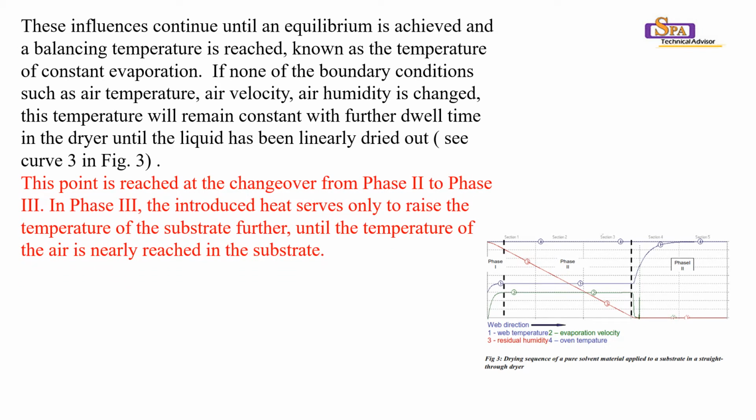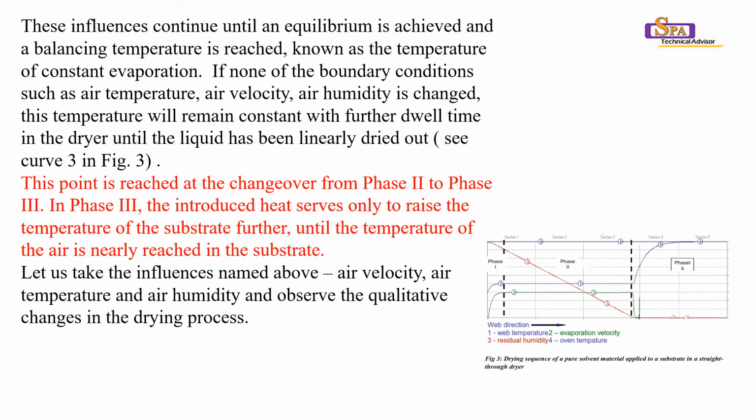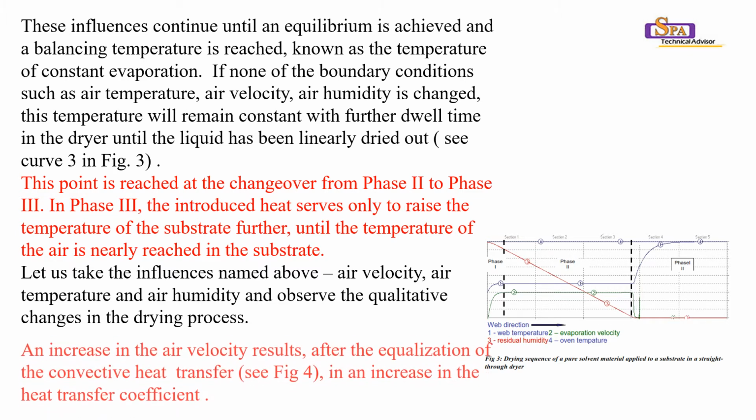This point is reached at the changeover from phase 2 to phase 3. In phase 3, the introduced heat serves only to raise the temperature of the substrate further until the temperature of the air is nearly reached in the substrate. Let us take the influences named above like air velocity, air temperature, air humidity and observe the qualitative changes in the drying process.